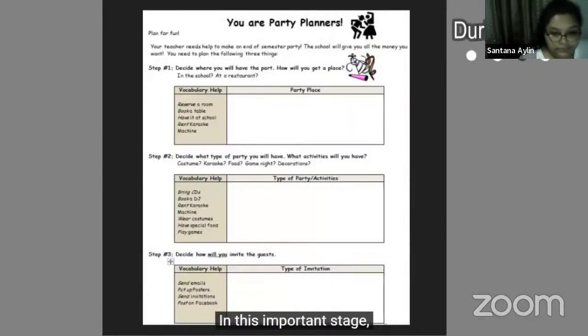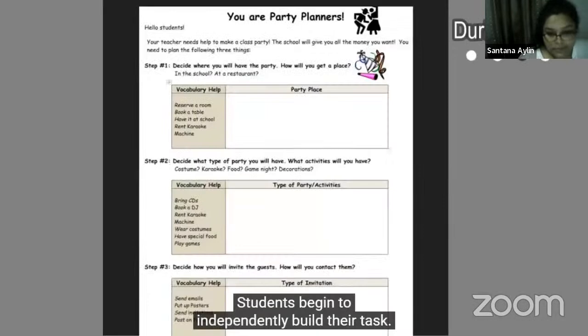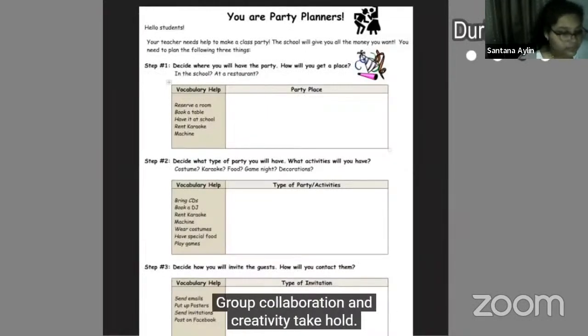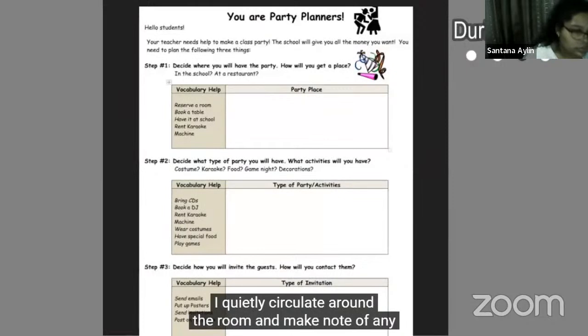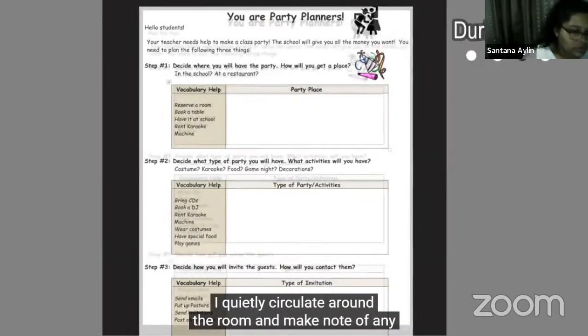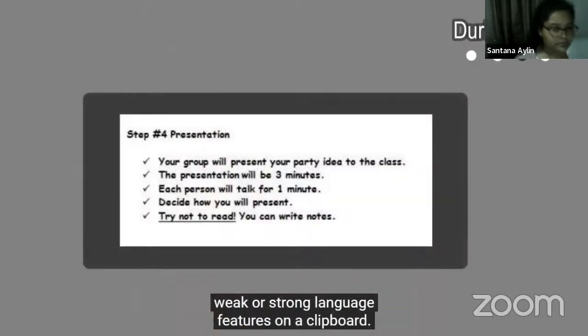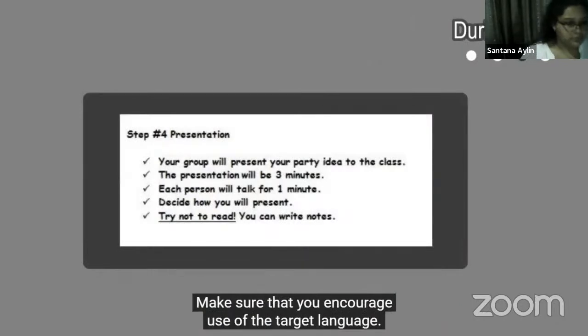In this important stage, students begin to independently build their task. Group collaboration and creativity take hold, and generally it's the fun and exciting part of the task. I quietly circulate around the room and make note of any weak or strong language features on a clipboard. Make sure that you encourage use of the target language.